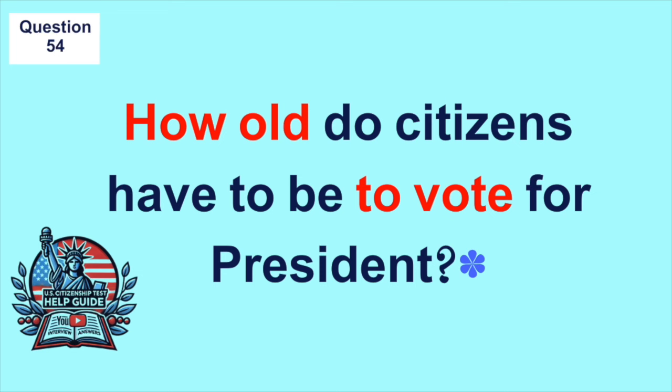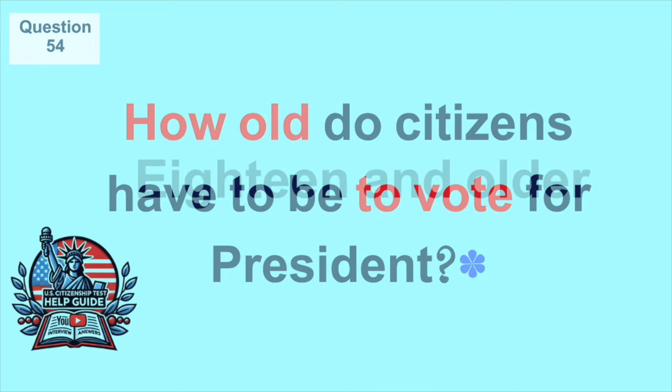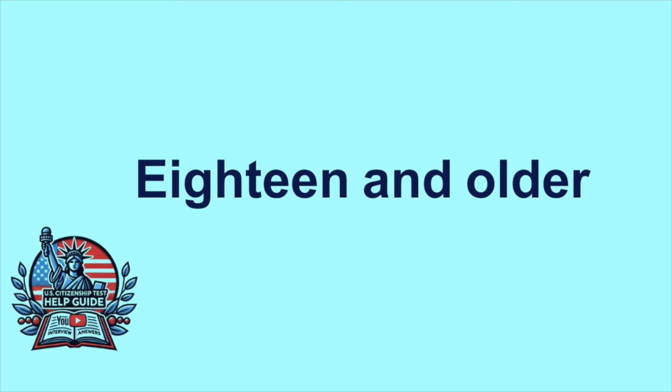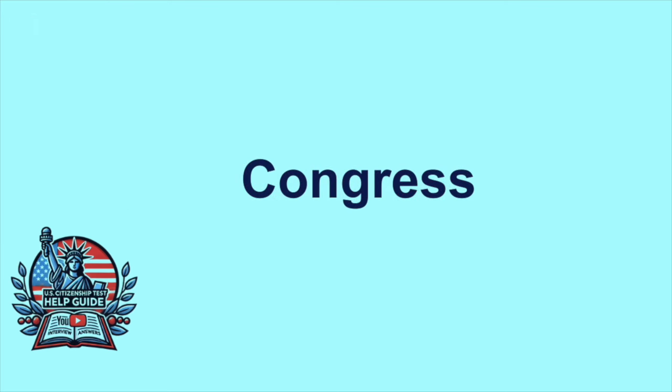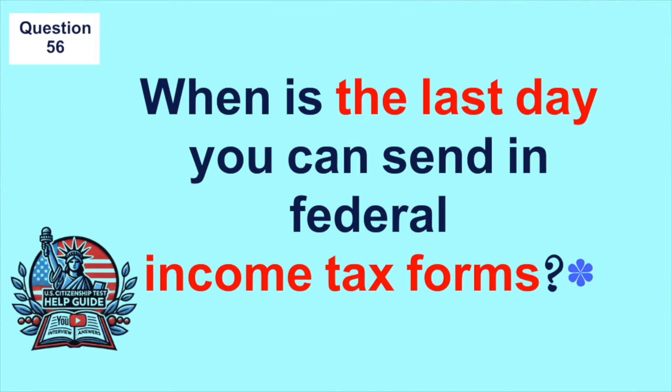How old do citizens have to be to vote for president? 18 and older. Who makes federal laws? Congress. When is the last day you can send in federal income tax forms? April 15.